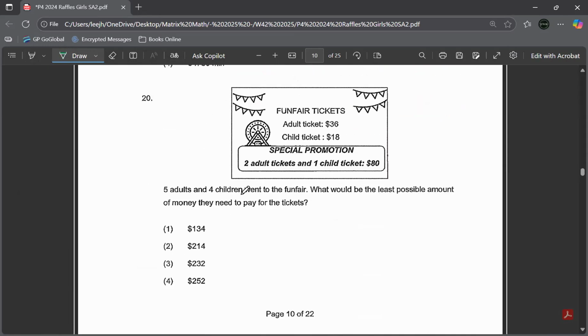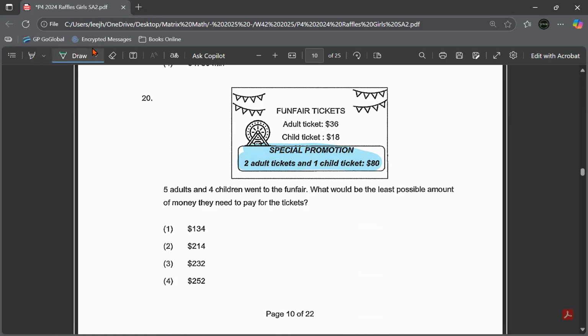Okay, question 20. Don't be strict with this question. It says 5 adults and 4 children went to the fun fair. What would be the least possible amount of money they need to pay for tickets? Of course, we will always go for the special promotion first. Whenever you buy 2 adult tickets and 1 child ticket, it only costs $80. If you buy individually, 1 adult will be 36, 1 child will be 18.